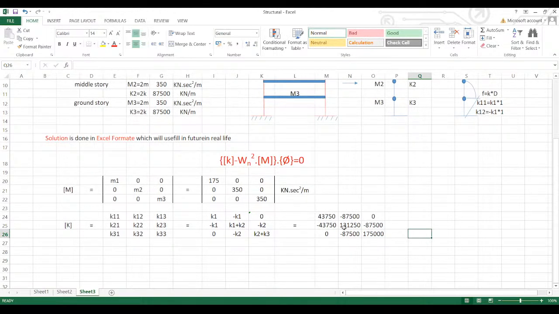It is our stiffness matrix, with minus K1 here, the effect up to K1.